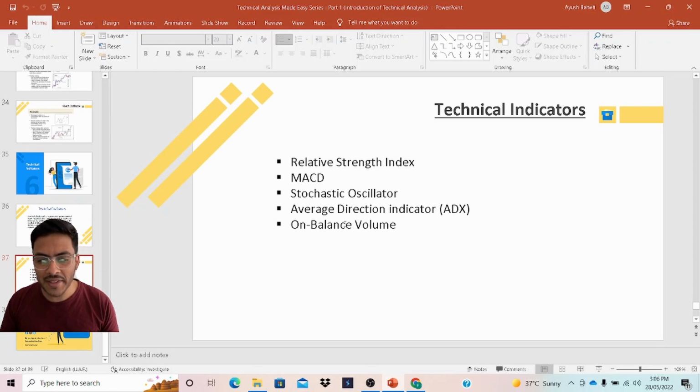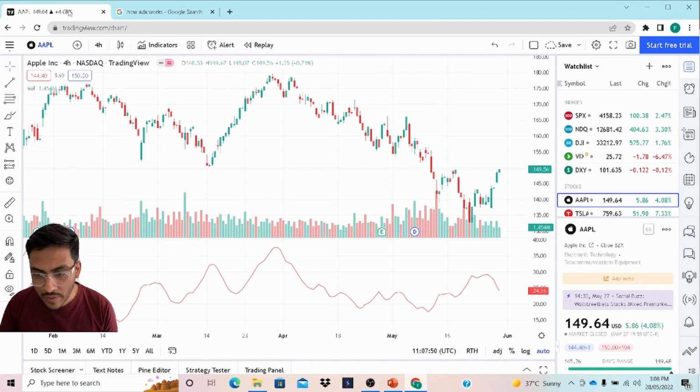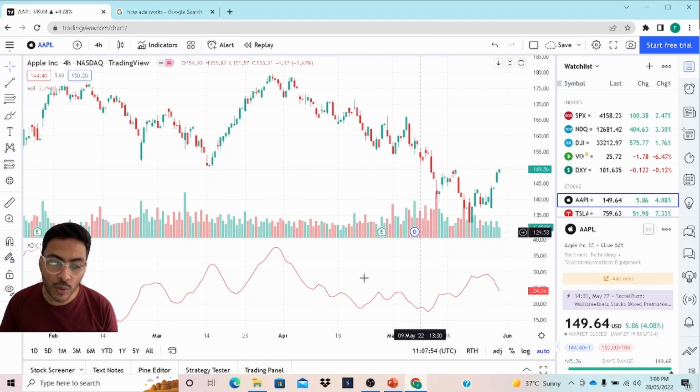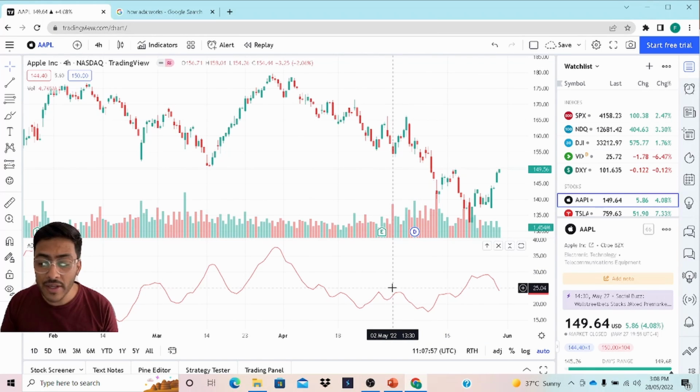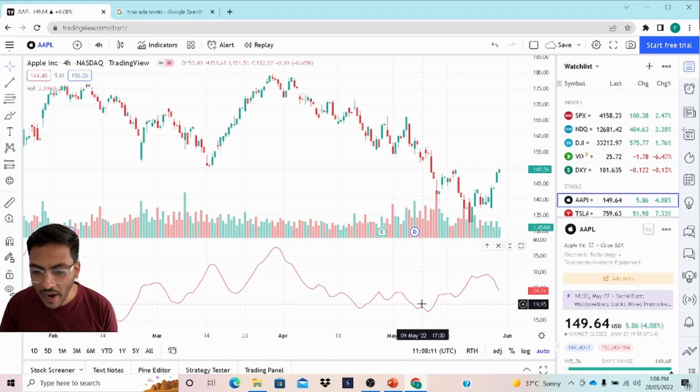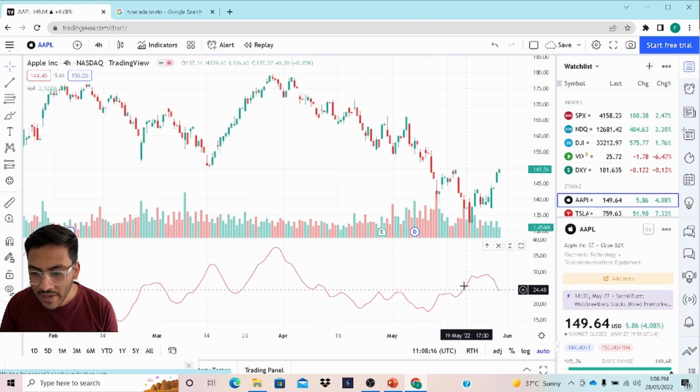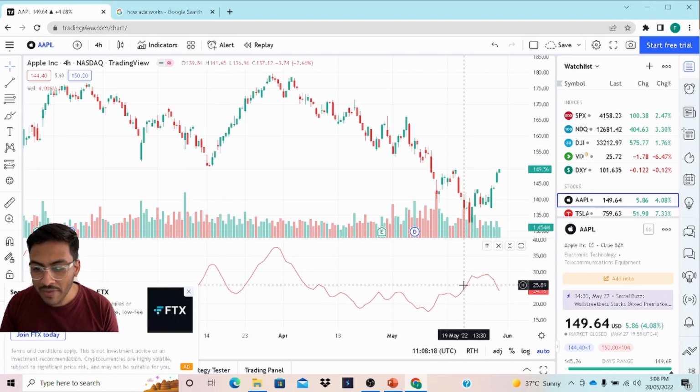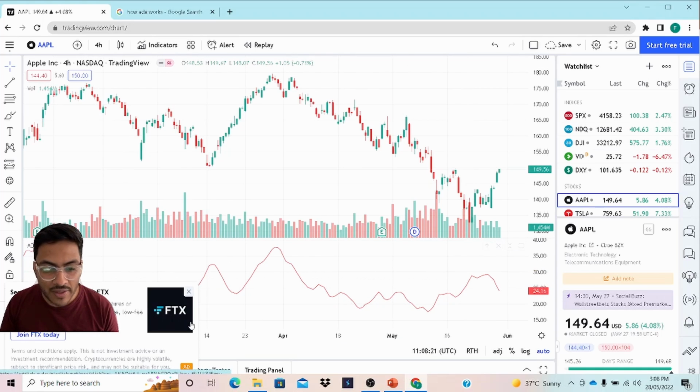The next indicator is the average directional indicator. ADX, as we discussed, helps you to identify trend, whether the trend is strong or not. You can see the level over here starts from 15 and goes up to 40. The idea is, if this data point is above 25, it means the stock is trending, and if it is below 20, it means the stock is not trending.